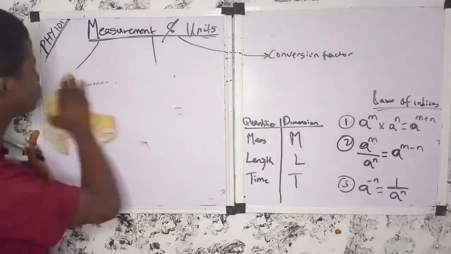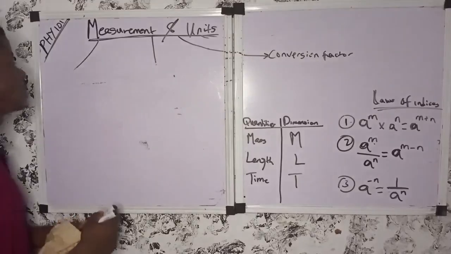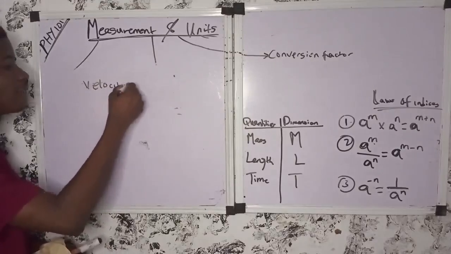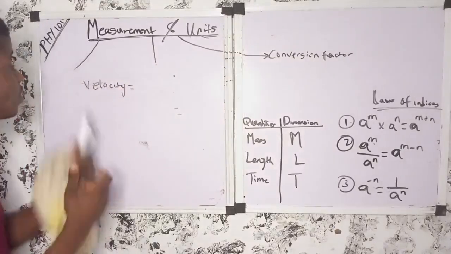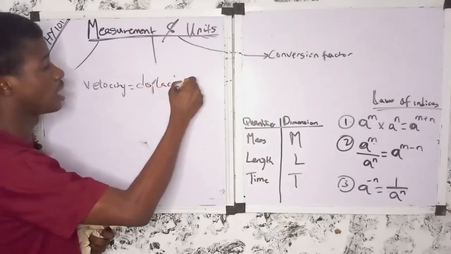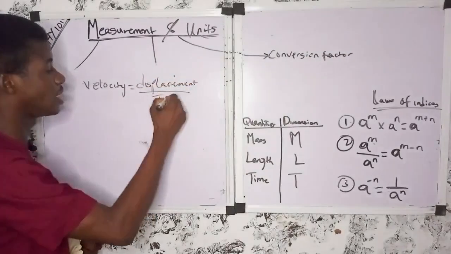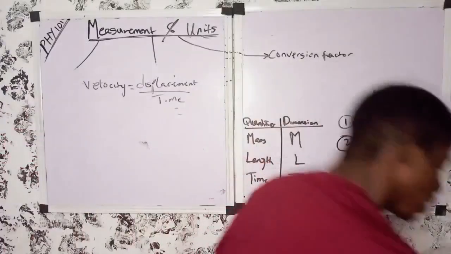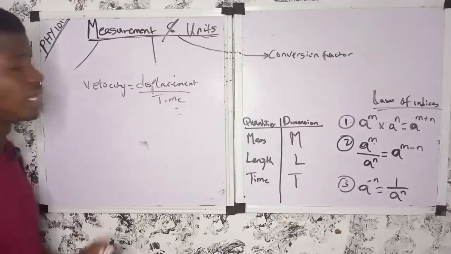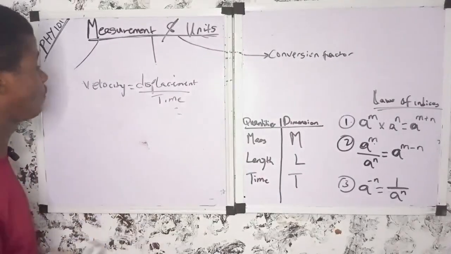Now let's dive deeper. We move straight to the dimension of velocity, right? Yes, the dimension of velocity. Okay. At first you need to know the formula. Velocity is displacement over time, right? Yes, displacement over time. This is how you can look for the dimension of velocity.